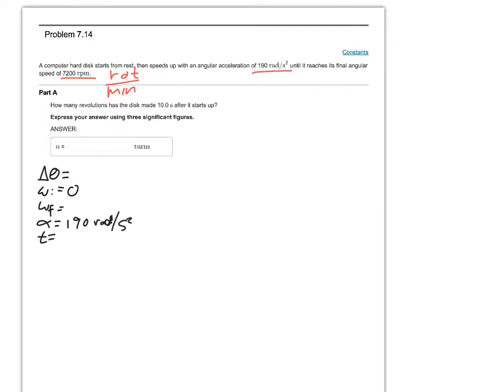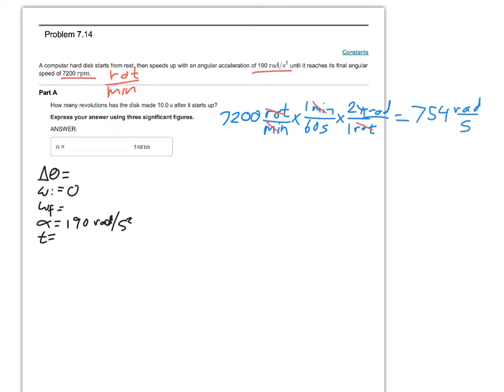And we know our final speed is 7,200 RPMs, but we need to go ahead and convert that number because we don't want it in rotations per minute. We want it in radians per second. So 1 minute is going to be 60 seconds, and we know that one rotation is going to be 2 pi radians. And so we end up getting an angular speed here of 754 radians per second.